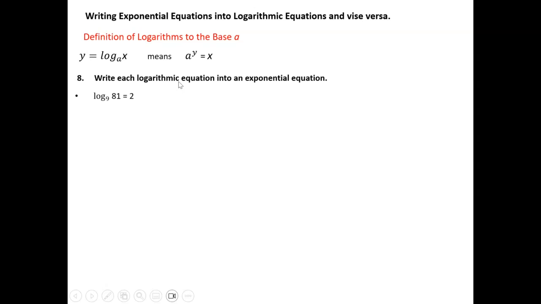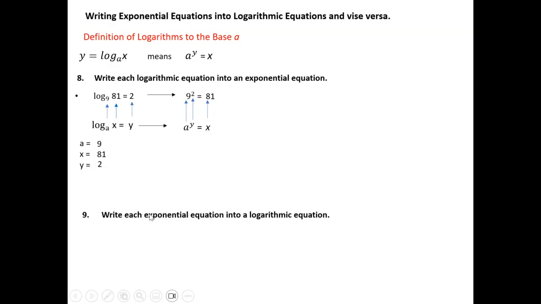So number 8 says, write each logarithmic equation as an exponential equation. So let's get the rule here. We have to know what the a is, what the x is, and what the y is. My a is equal to 9, my x is equal to 81, and my y is equal to 2. So a is 9, so 9 squared equals 81. This is my solution here, guys. There's my a, there's my y, and there's my x.